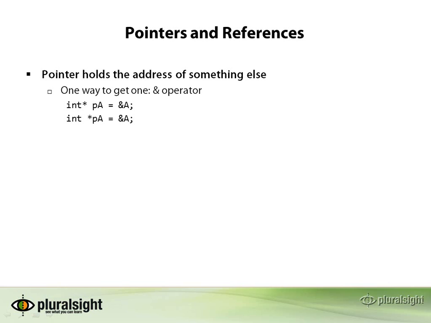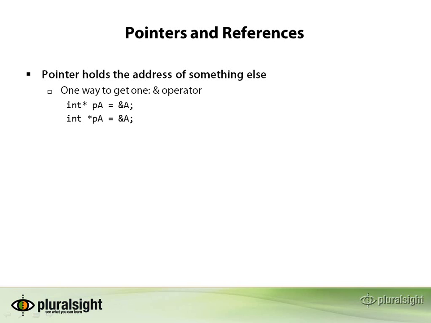One way to get one is to take the address of an existing variable. So if you had some integer a, you could take its address with the address-of operator, which is spelled ampersand, and that would return a pointer to that integer. You met the punctuation ampersand before when we were declaring references. There is a deliberate similarity.